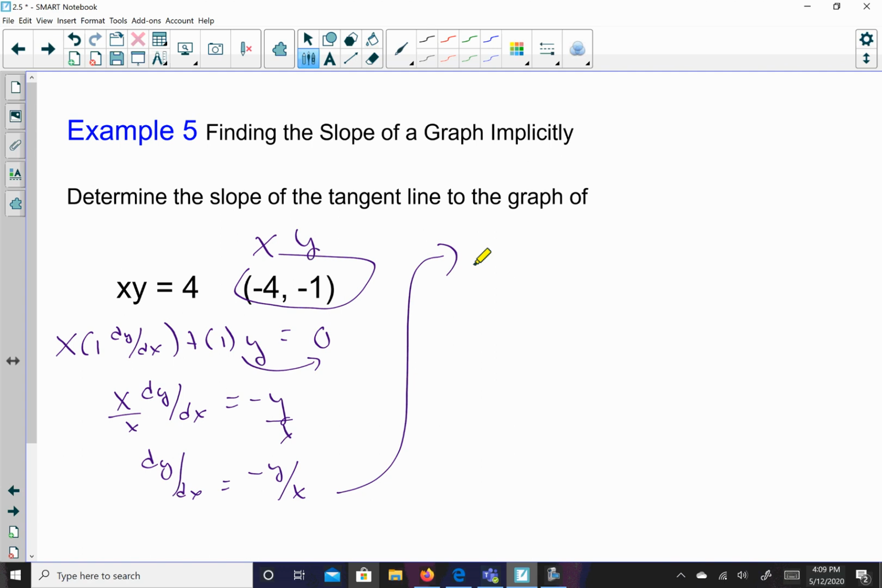So this will be the derivative of y in terms of x, negative, and then y is negative 1 over x, which is negative 4. So I'm going to get negative 1/4. And that's my derivative at the point. It doesn't want the tangent line, it just wants the slope of the tangent line. So that is the slope of the tangent line. I don't have to find the tangent line, so I'm not going to do that.